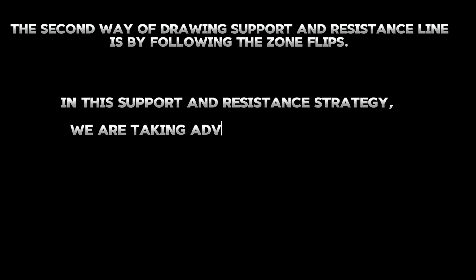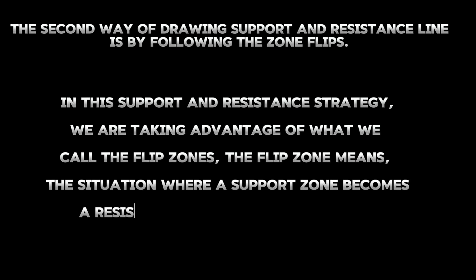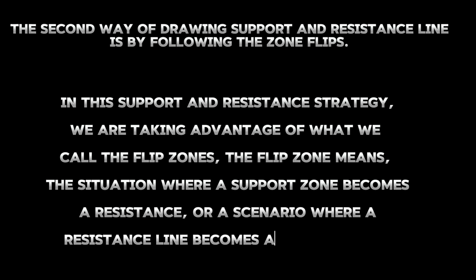The second way of drawing support and resistance lines is by following the zone flips. In this support and resistance strategy, we are taking advantage of what we call the flip zones. The flip zone means the situation where a support zone becomes a resistance, or a scenario where a resistance line becomes a support zone. You must have heard the famous trading quote, "The trend is your friend." Yes, support and resistance lines can also help you ride the trend. You don't even need a trend line to do this. All you need is your horizontal line. Here is how it works.